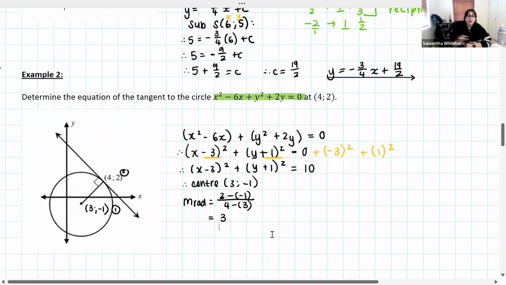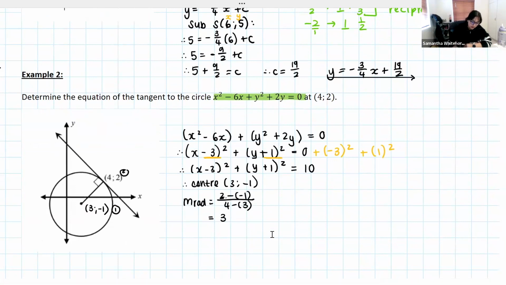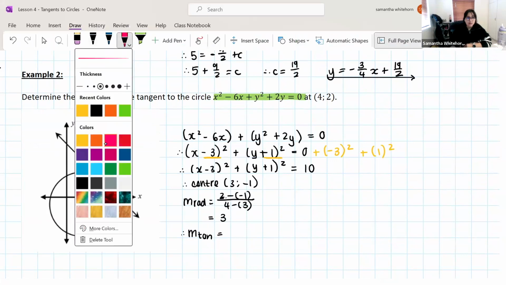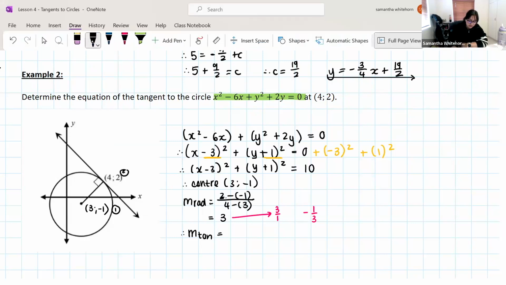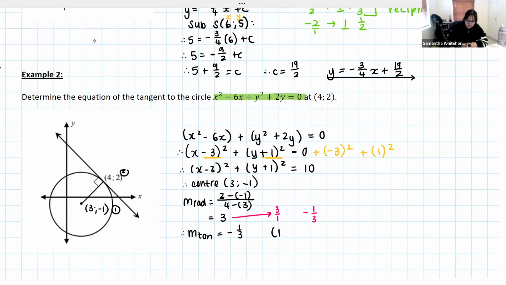Now again, I wouldn't show all that product calculation for your tangent. I would just say, therefore, the gradient of my tangent is equal to, now this is where I personally use the trick. Otherwise, just quickly do the product on your calculator. My gradient for my radius was 3, so that's 3 over 1. The trick: flip your fraction and put in the opposite sign. So negative 1 over 3. So my gradient of my tangent is negative 1 over 3, and I give my reason: tan perpendicular to radius.